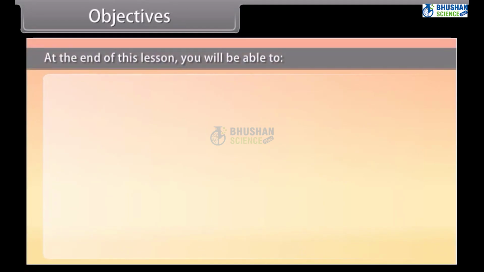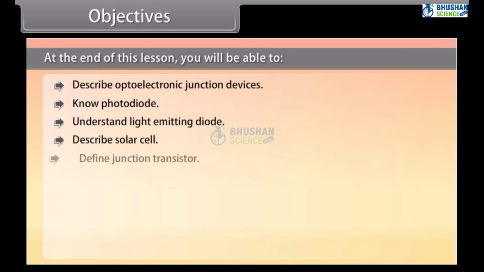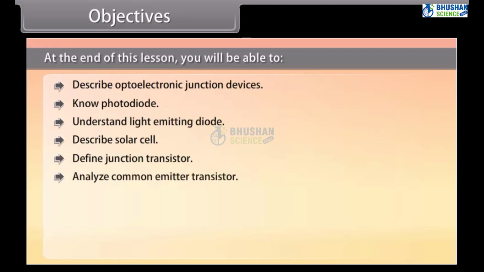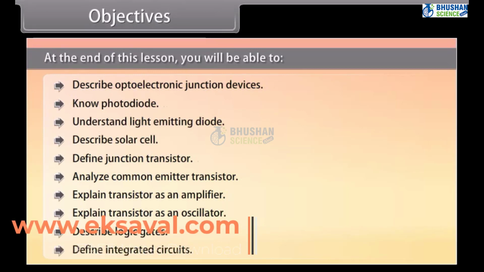Objectives. At the end of this lesson, you will be able to describe optoelectronic junction devices, know photodiode, understand light-emitting diode, describe solar cell, define junction transistor, analyze common emitter transistor, explain transistor as an amplifier, explain transistor as an oscillator, describe logic gates, define integrated circuits.